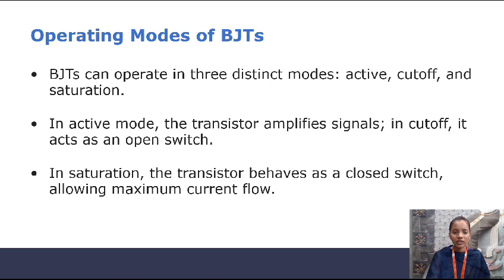Operating modes of BJT. BJTs can operate in three distinct modes: active mode, cutoff mode, and saturation mode. In active mode, the transistor amplifies signal. In cutoff mode, it acts as an open switch. In saturation mode, the transistor behaves as a closed switch, allowing maximum current flow.